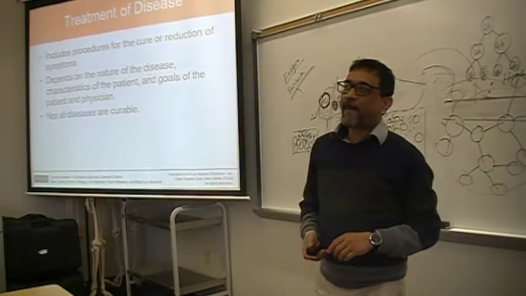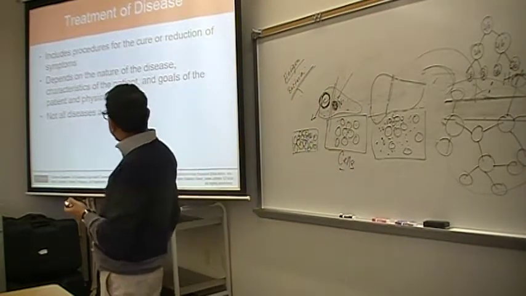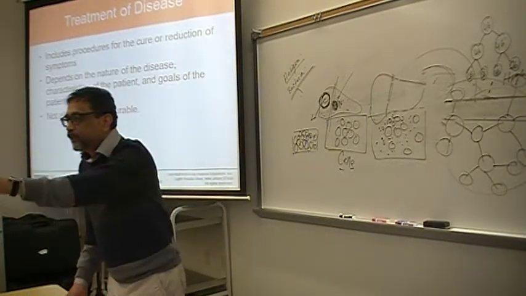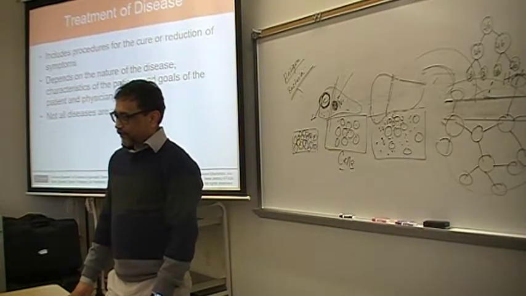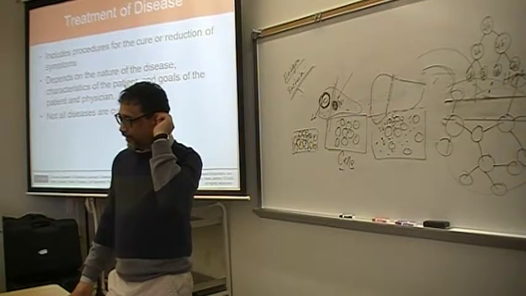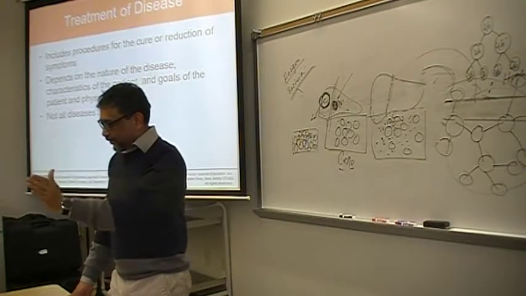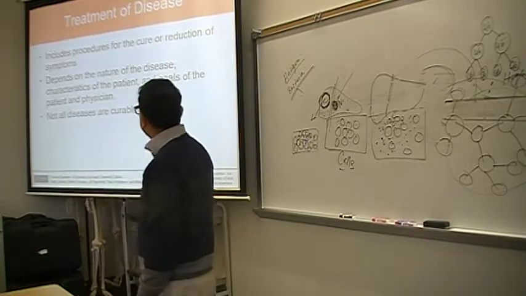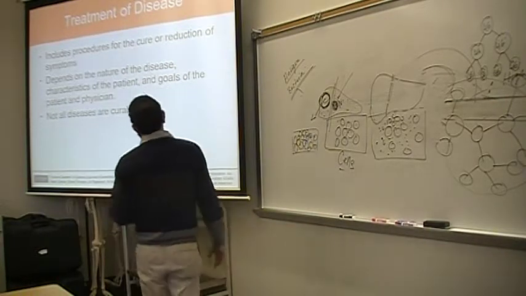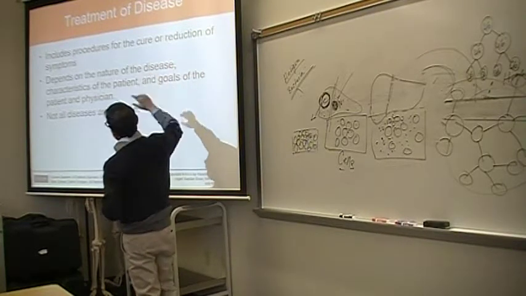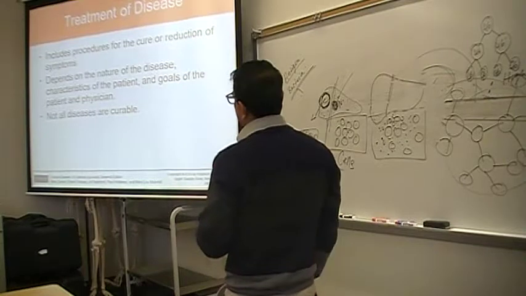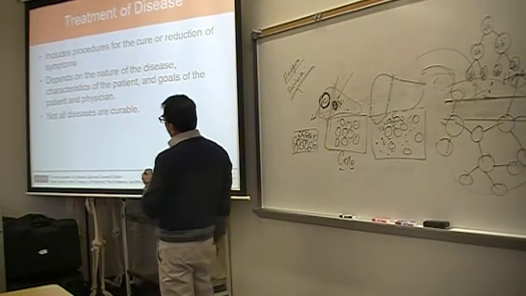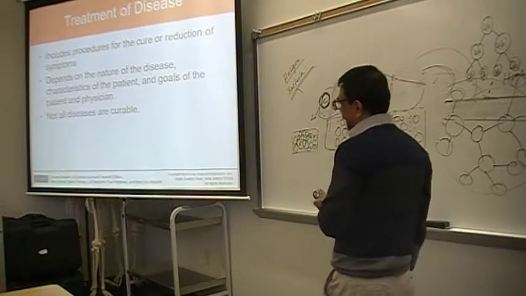Treatment of disease, we will be done in a few minutes. Treatment of disease. So if you go to a doctor, the doctor will do all kinds of examinations. The first thing he will do is the diagnosis, then he will give the treatment. But to treat a patient, you have to see the nature of the disease, the characteristics of the patient, the goal of the patient and the physician. So all those things must be considered by the physician.